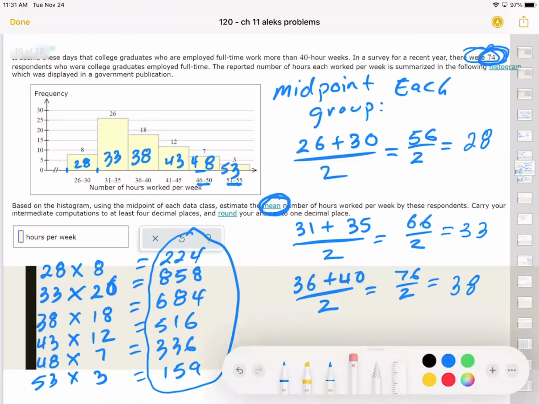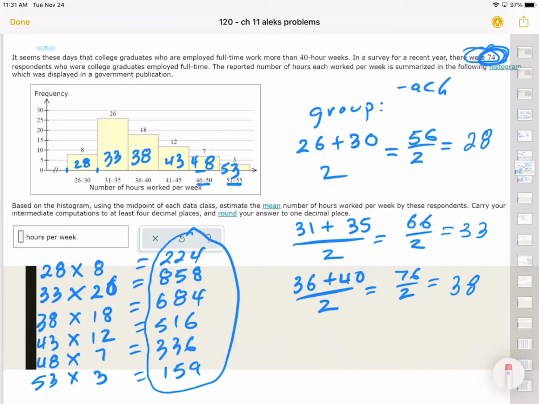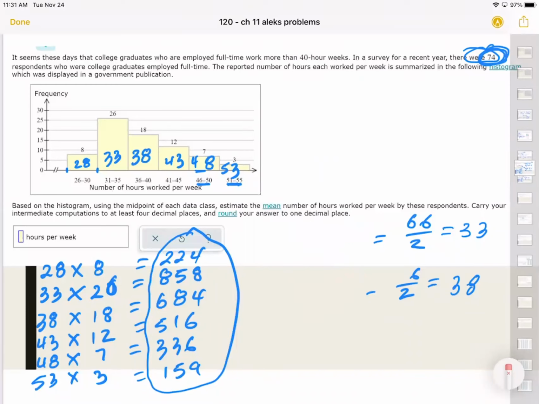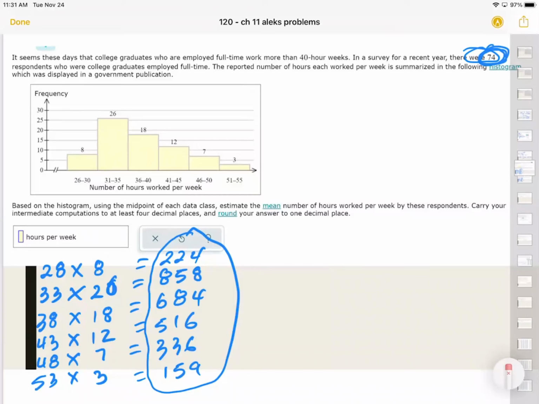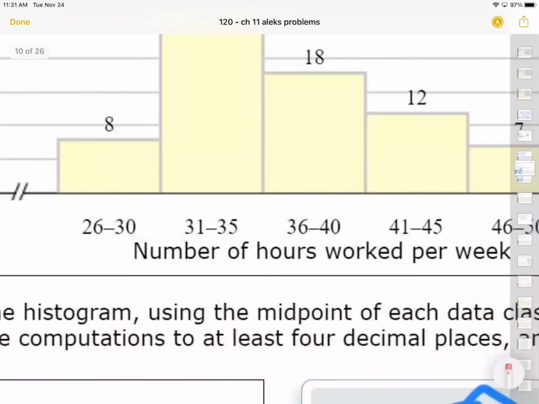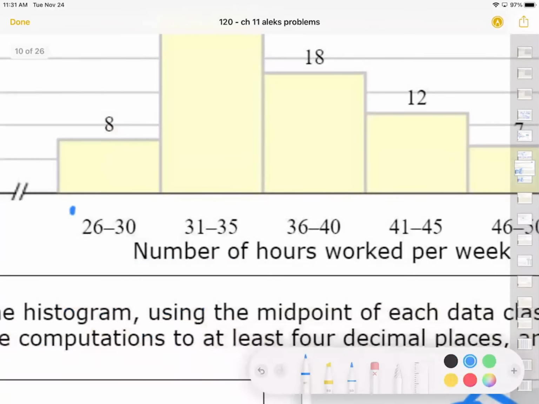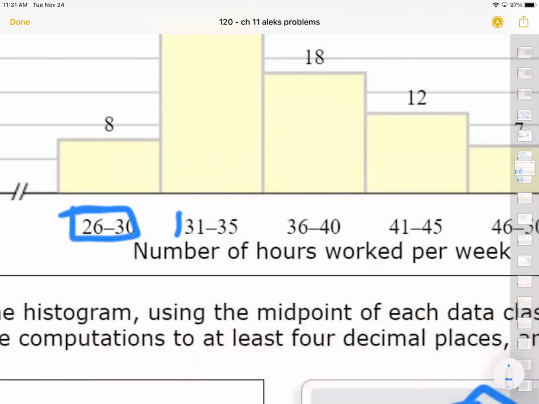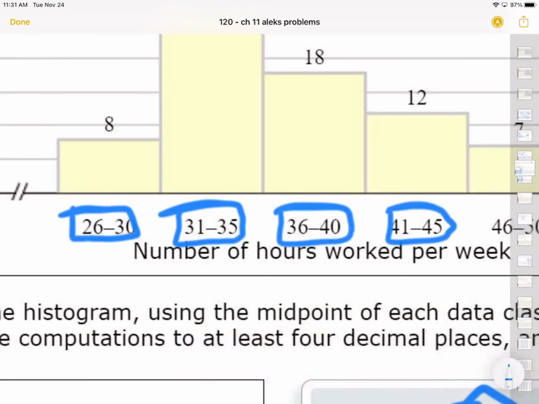So again, the only thing different between this problem versus the previous one is that the previous one gave you the individual data. This one, because of the frequency, gives you a group of data. And because of a group of data, you have to ask yourself, I have to choose one number to represent each group, and that's where you find a midpoint.